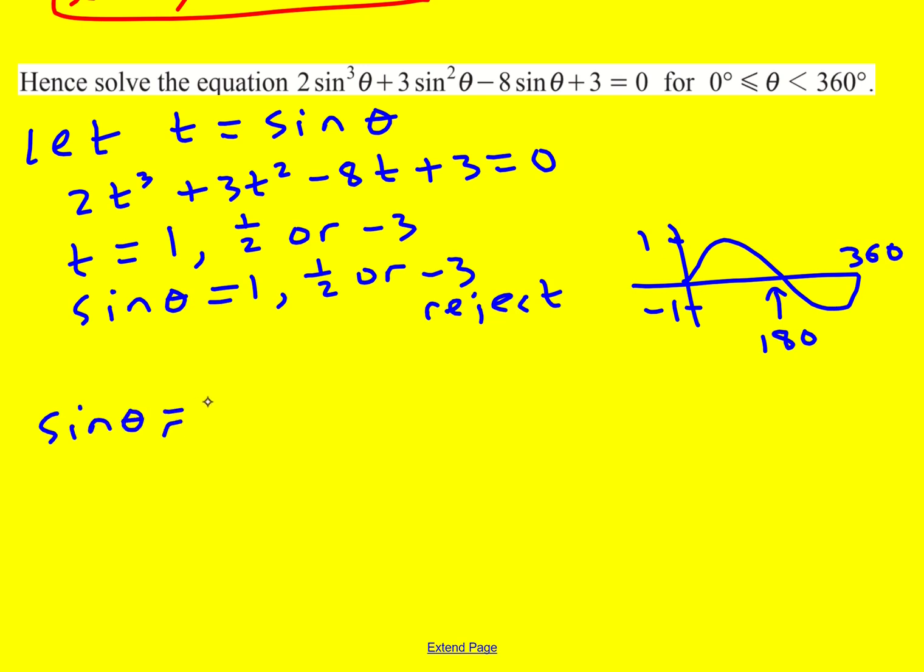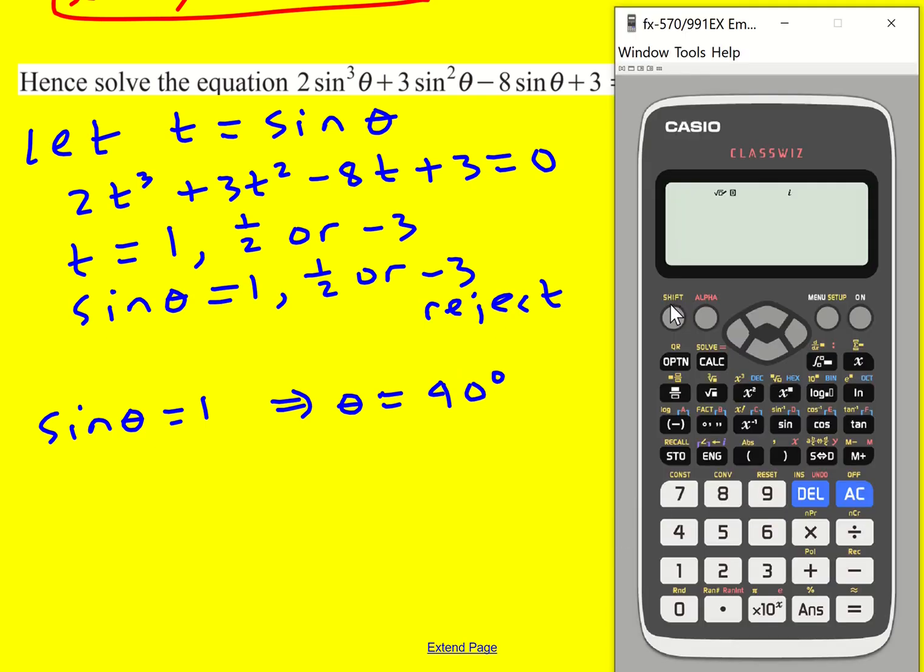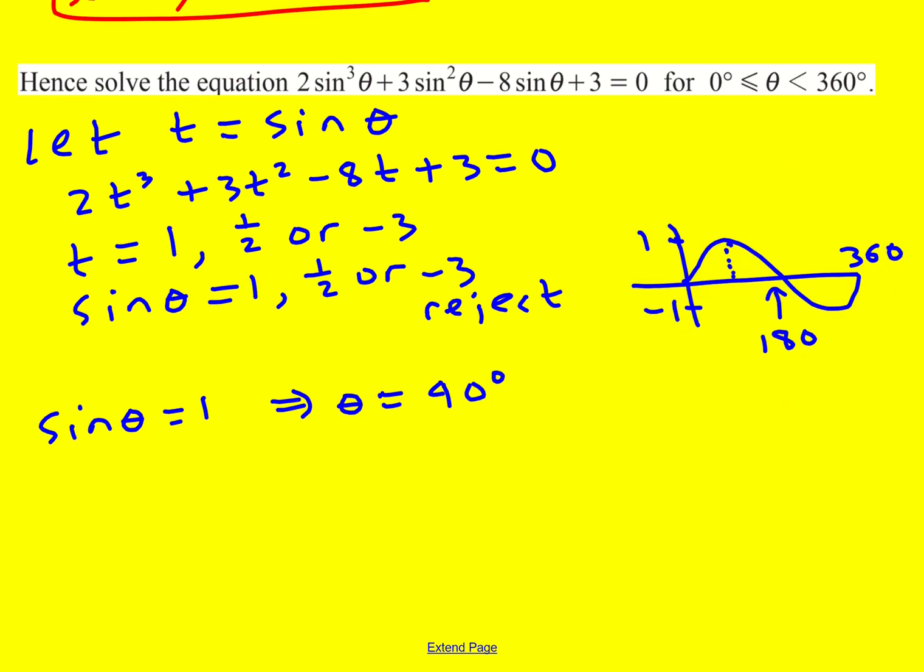Sine theta equals 1 implies that theta is equal to 90 degrees, actually. This is one worth knowing. It's going to be this value here, halfway between 0 and 180. If you're not sure about that, of course, you can do inverse sine of 1. And there's no other values in the range 0 to 360. So that's one of my answers.